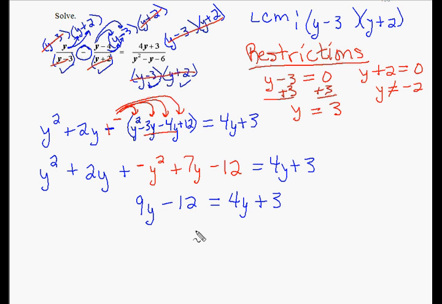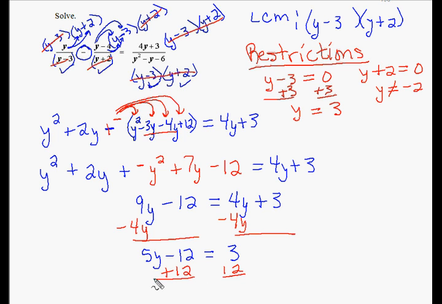We have variables on both sides of the equation, so we should add the opposite. Let's actually add that negative 4y to both sides of the equation. 5y minus 12 is equal to 3. Add 12 to both sides of the equation. 5y is equal to 15, and then multiply both sides of the equation by 1/5. And that would give us y is equal to 3.